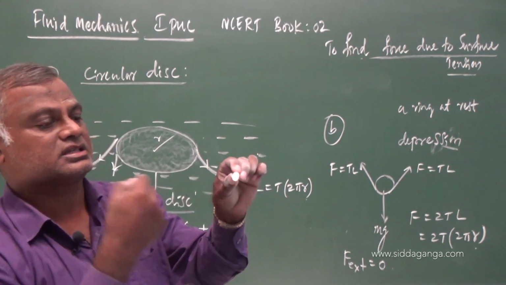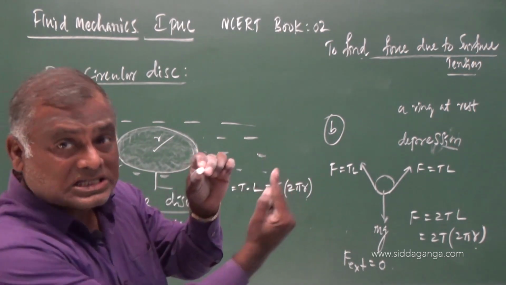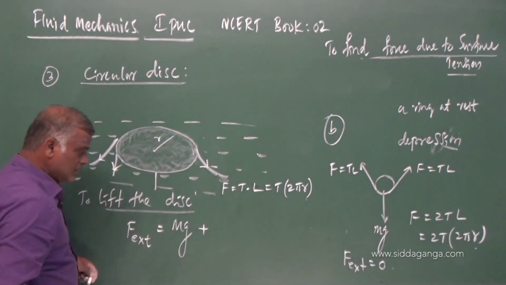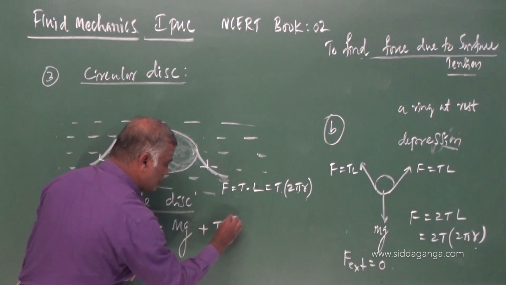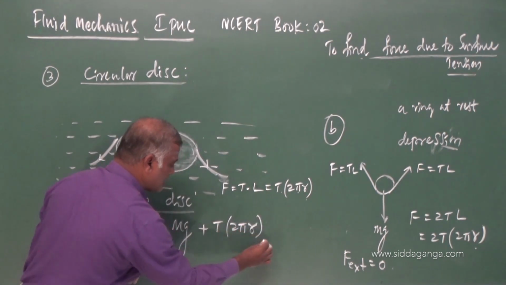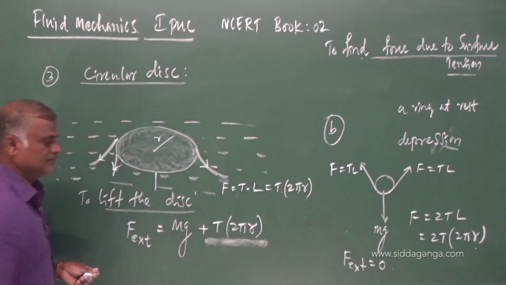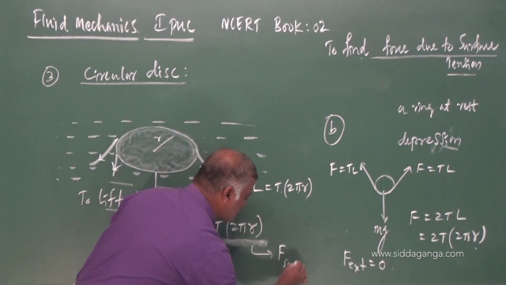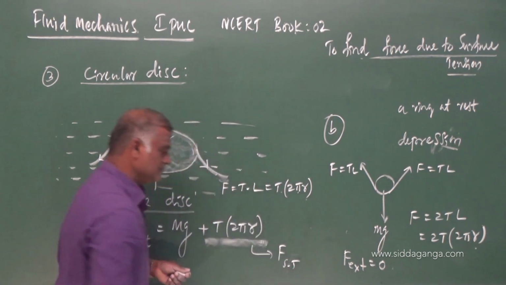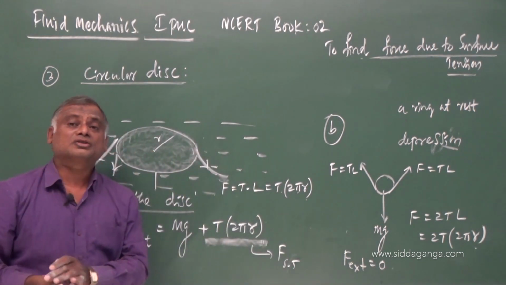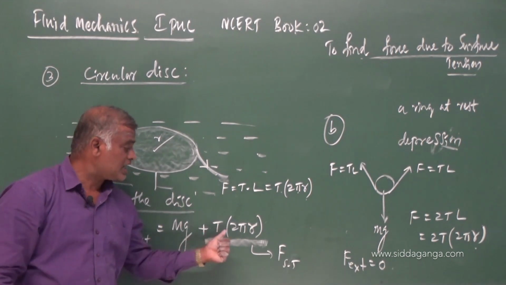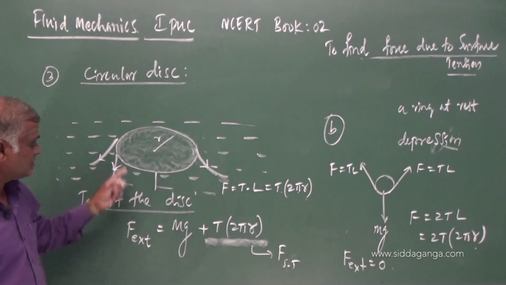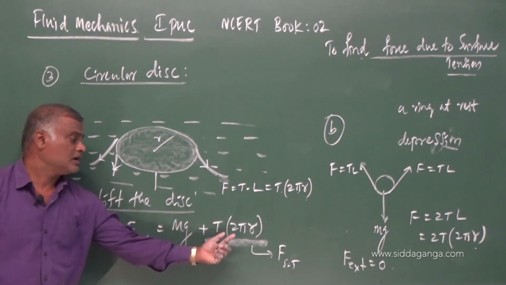A circular ring has both sides. But for a circular disc, only one surface will be in contact with the liquid. Therefore, T into 2 pi r. So be careful about this. This is what? Force due to surface tension. If they ask the force due to surface tension, what is the value? T into 2 pi r for a circular disc. How much force is needed to lift the disc, if they ask? Weight plus T into 2 pi r.